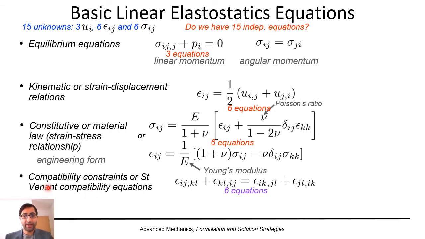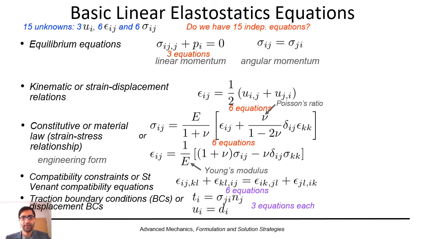Then we have compatibility constraint or Saint-Venant compatibility equations. You see it here. It gives us 6 equations, but we're going to see more about the equations it gives us and Saint-Venant principle later. And finally, we have traction boundary conditions or displacement boundary conditions. Each of them gives us 3 equations.